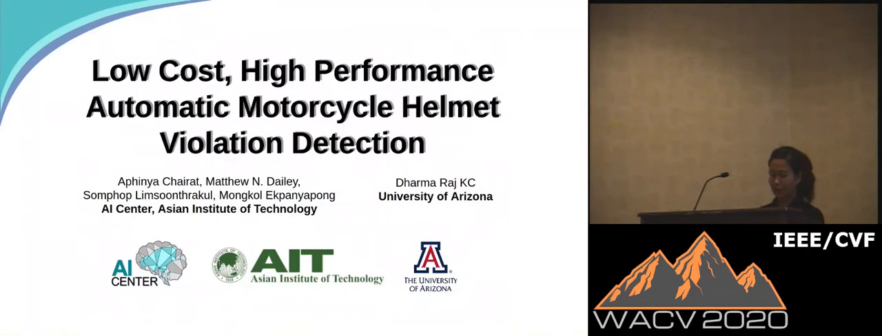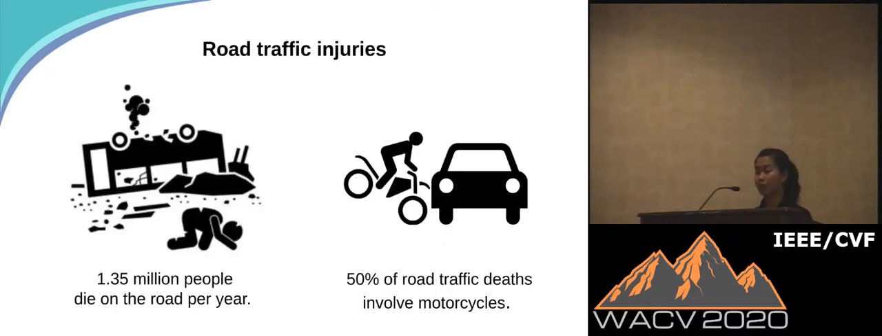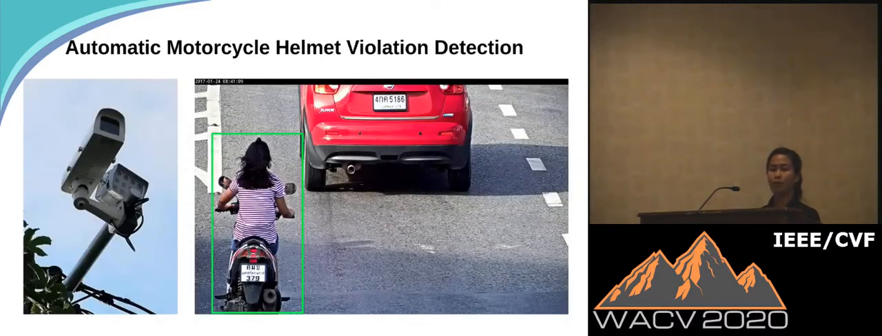Good evening. My name is Davinia Sherat. I will talk about low-cost, high-performance automatic motorcycle helmet violation detection. I work at AIT at iCenter in Thailand. In middle and low-income countries, we have a problem of helmet violation. Every year, 1.5 million people die in traffic accidents, and more than 50% of these involve motorcycles. The major problem is not wearing a helmet.